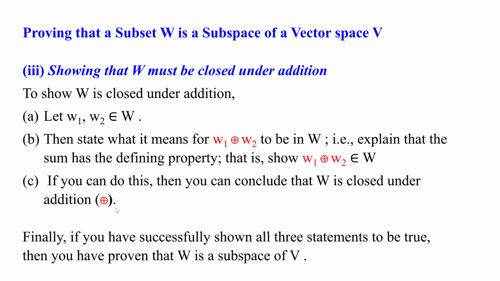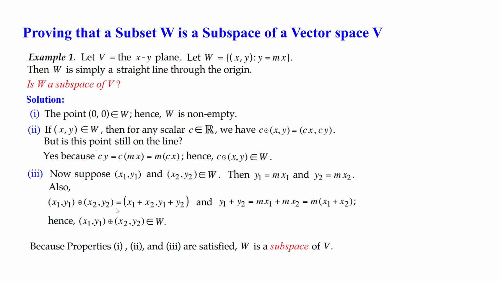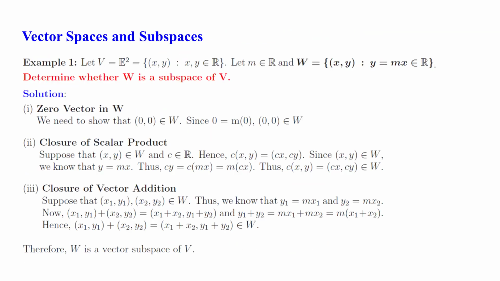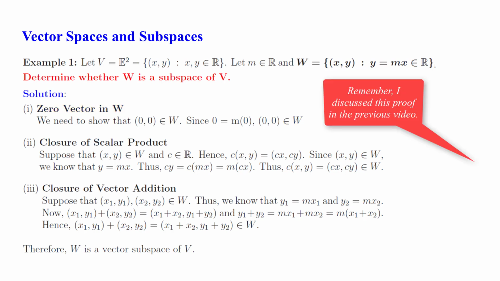If you do all three of those things, in either order, then you would have shown W is a subspace. So again, we're going to revisit our original example. By the way, this is the defining property: W is the set of all ordered pairs such that y is m times x. So (0, 0) is in there, as I discussed.